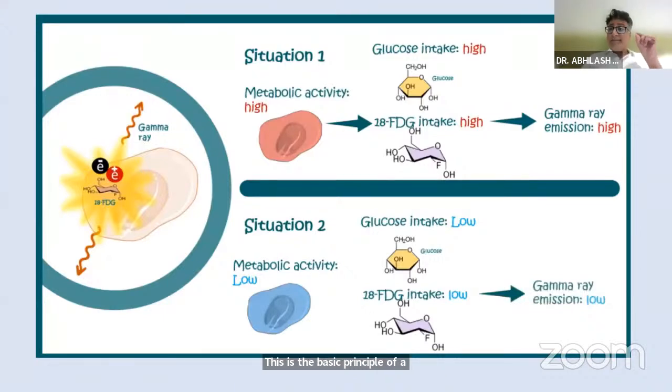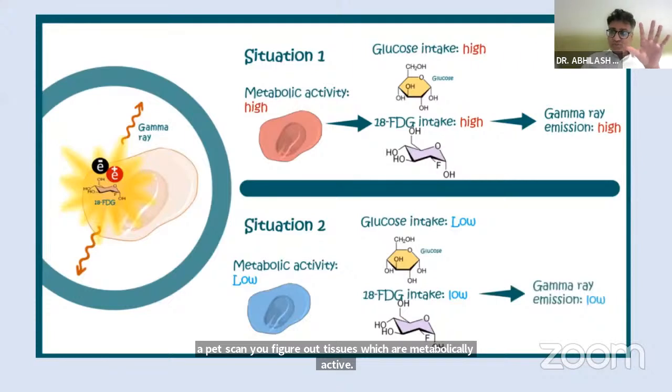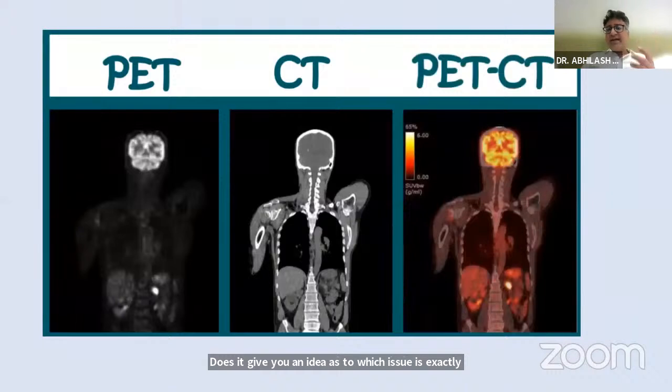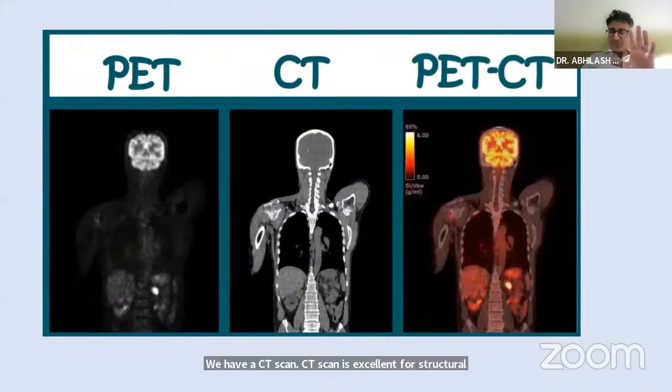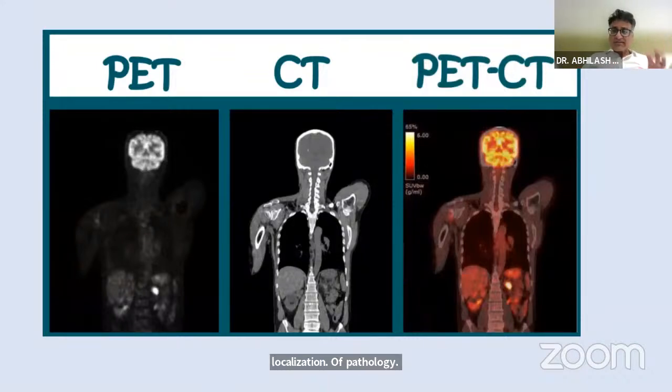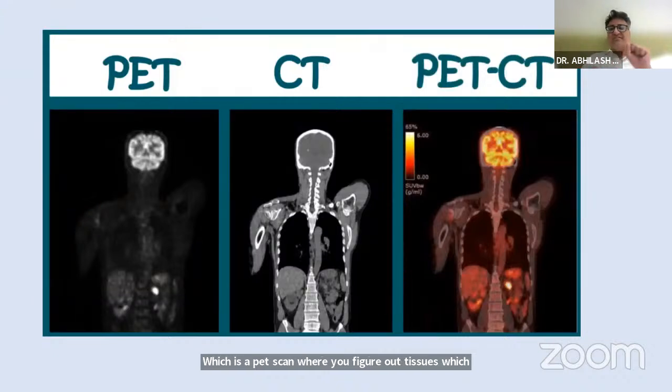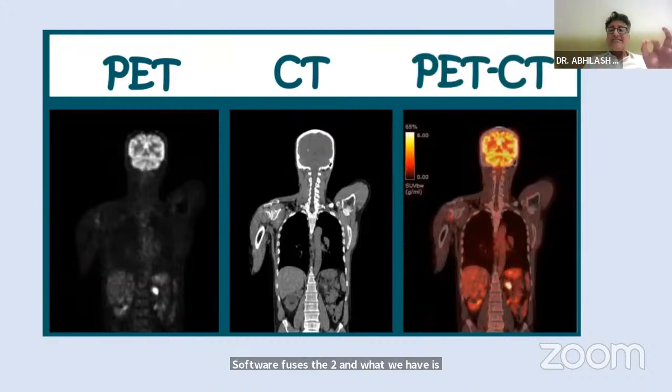So when you order a PET scan, you figure out tissues which are metabolically active. Does it give you an idea as to which tissue is exactly active? No. For that, what do we have? We have a CT scan. CT scan is excellent for structural localization of pathology. So now you can understand there's a functional imaging, which is a PET scan, where you figure out tissues which have high metabolic activity, and you have a CT scan which tells you where these tissues are located. Software fuses the two, and what we have is a PET CT scan.